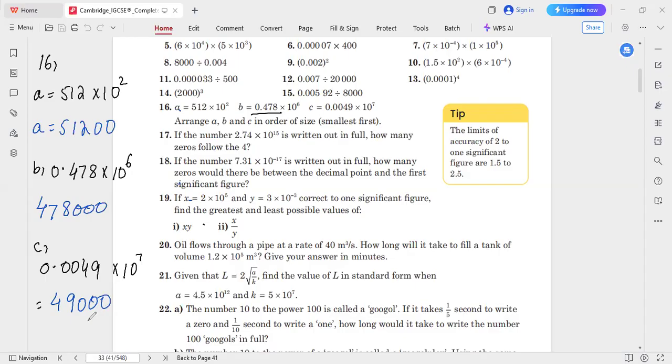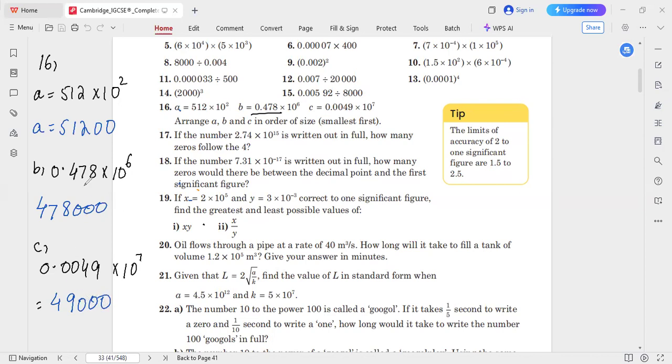Now we need to arrange them all in order of size, starting with the smallest. You can carefully check which one is the smallest number and which will be the bigger number. I am writing some numbers over here. The smallest number over here is 51,200. Okay, this one is only 49,000.